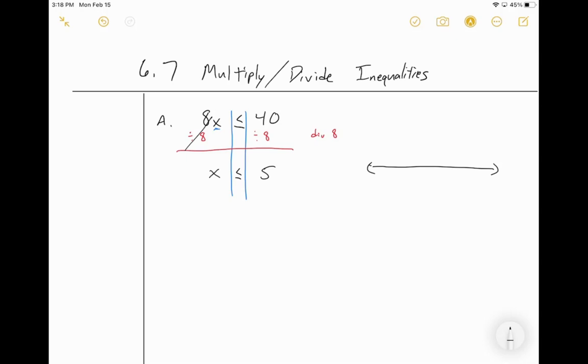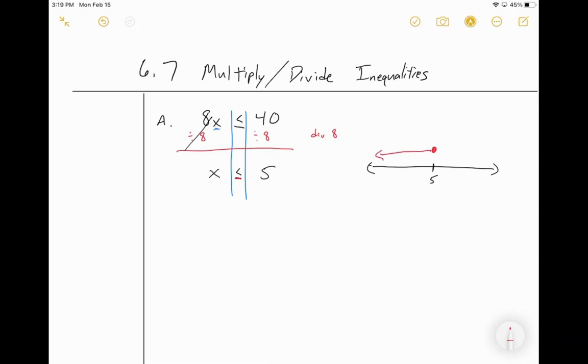So again, when we're graphing, all you need is that center number, which is 5. Now remember from our last lesson, we have to think about open or closed. So we have this equal to sign right here, so it's going to be a closed dot. And it is less than. Less than is going to be the left than. That's the way I like to remember it. Less than, left than. Okay, so we're going to go this way.